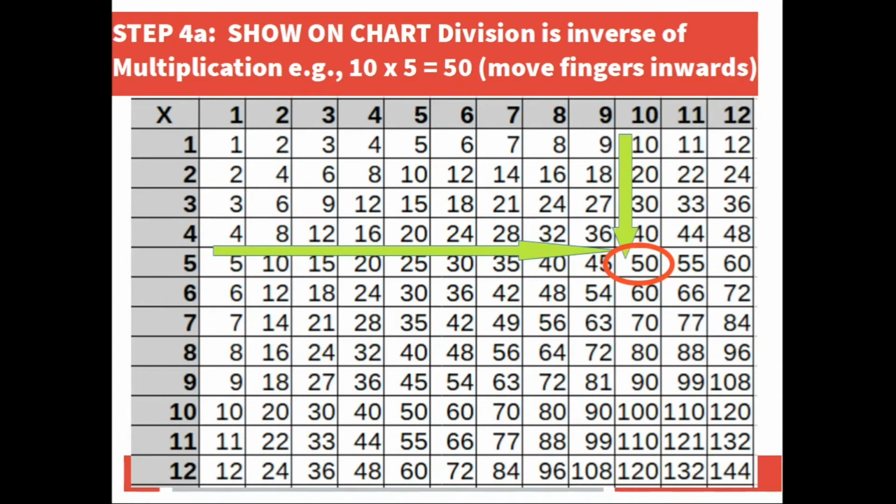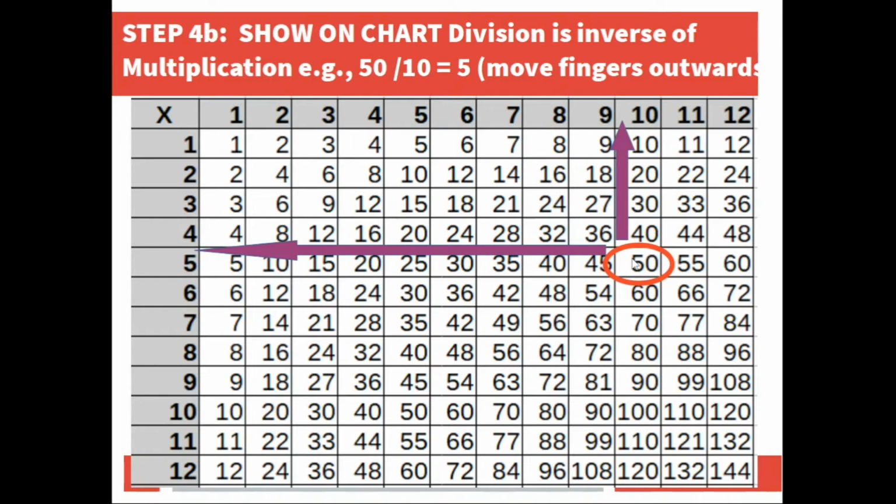Then you show him on the multiplication chart. He's supposed to know the multiplication chart. On the chart, you start from the top at 10, go down with one finger, and the other finger from the left hand, times 5. And you bring the two fingers together: it is 50. And now the inverse, the opposite: when you use it as a division chart, you start with 50 and you move your fingers out. 50 divided by 10, one finger moves up, and at the same time the other finger moves out: it is 5.